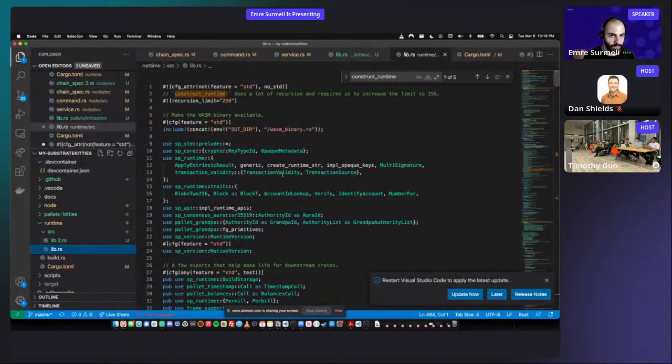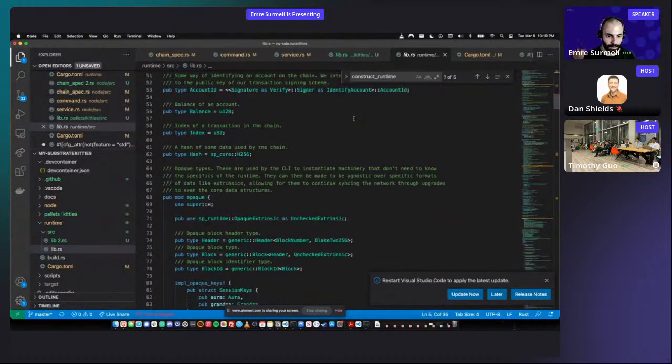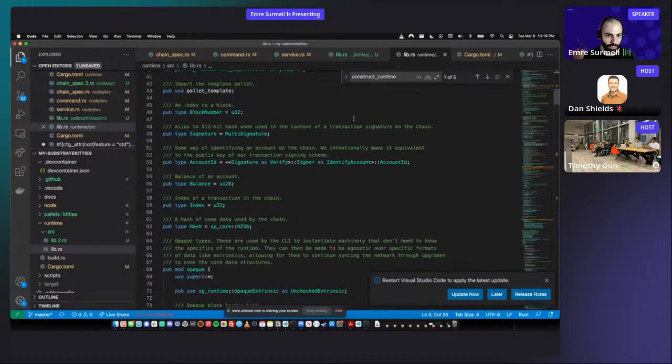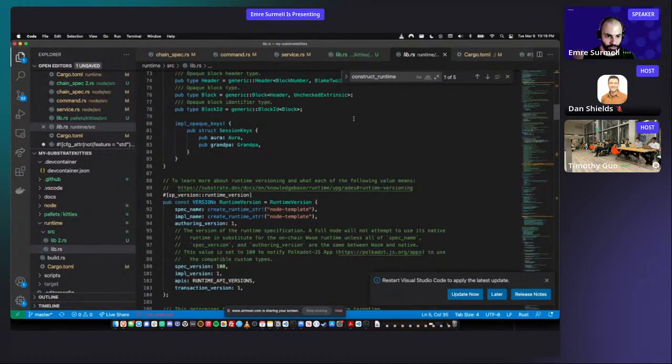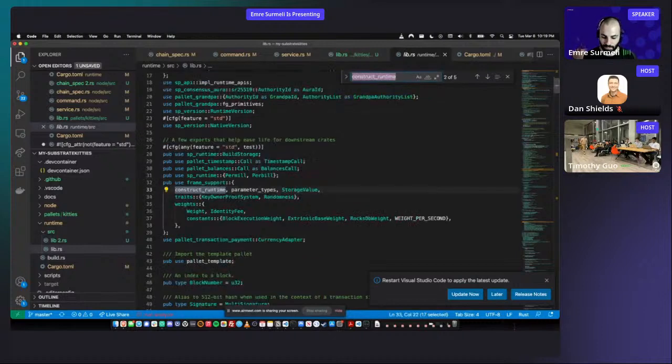All right. So this is the runtime code of a Substrate node. A lot of importing of different types of modules. But what I want to look at is this specific part called construct runtime.